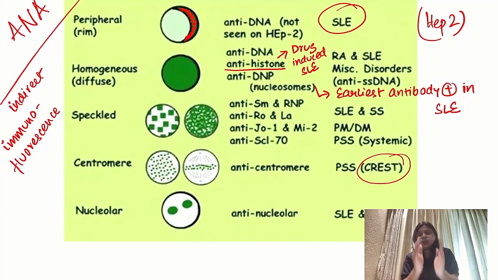Okay, so you need to identify these images, that what is the rim pattern of ANA, what is the homogeneous pattern, speckle pattern, इसमें बड़ा बड़ा dot होगा, centromere small dots like dot like thing, and nucleolar. So you should remember all these images because it's a very important IBQ, and you should remember 2-3 things about them, like homogeneous in anti-histone antibody is drug induced SLE, peripheral pattern in SLE, speckled of all connective tissue diseases, centromeric form or anti-centromere in limited scleroderma.